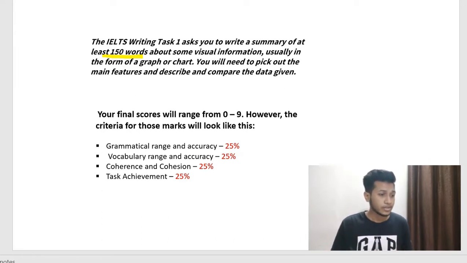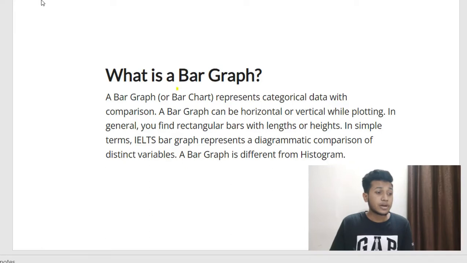The criteria that the examiner will be looking for are grammatical range and accuracy, vocabulary range and accuracy, coherence and cohesion, and task achievement. These are the 4 criteria that the examiner will be looking for, and these all carry equal marks, 25%, 25%, 25% and 25%. So what is a bar graph?